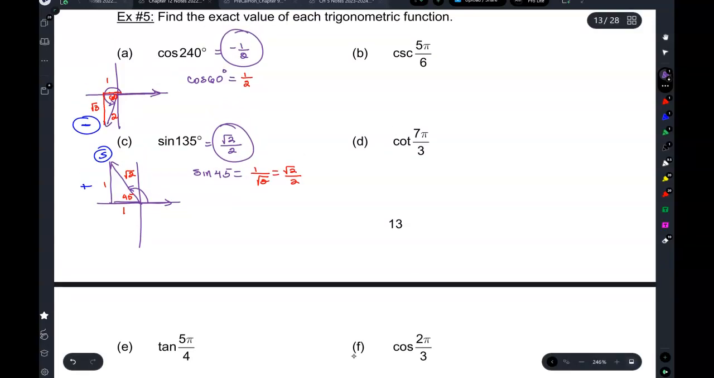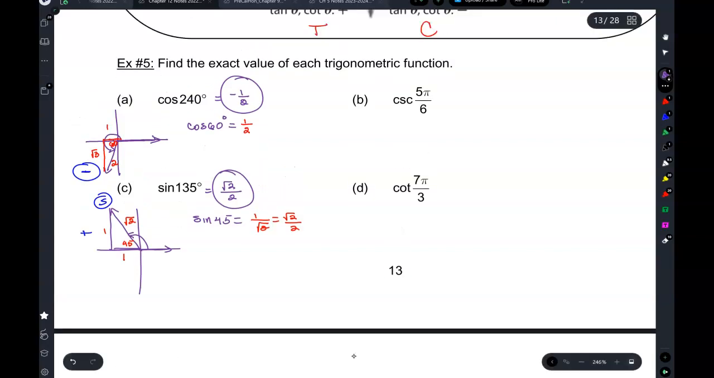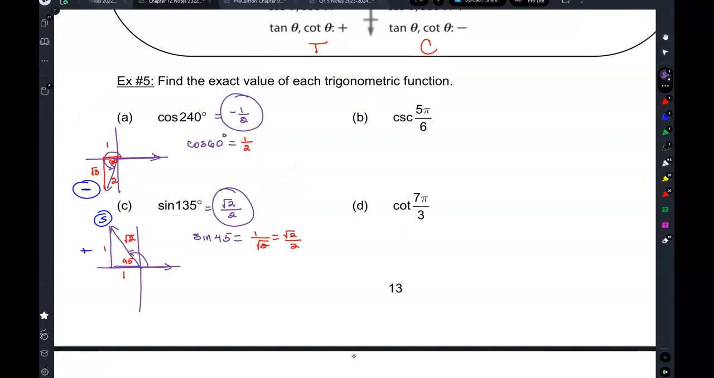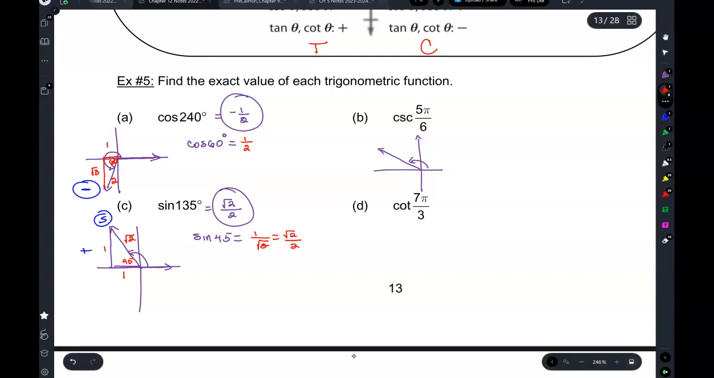It's all, and then sine, cosine, tangent. All means all of them are positive there. Everything is. Okay. So 5 pi over 6. Let's draw 5 pi over 6. Which quadrant is it in? Second quadrant, because it's just under a pi. Okay? So that's 5 pi over 6. What's the reference angle? Pi over 6. So what I need to find is cosecant of pi over 6.